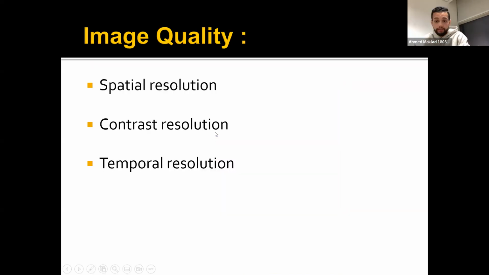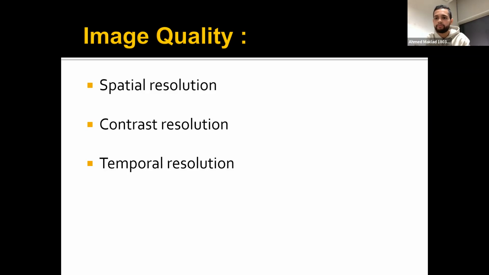So for the image quality, you have basically three types of resolutions, or three ways you can evaluate the image quality. You have the spatial resolution, the contrast resolution, and the temporal resolution. Temporal resolution is not really that important when it comes to plain X-rays. It's more important in fluoroscopies, or live X-rays, where you can see what's going on inside the patient's body while doing the X-ray.